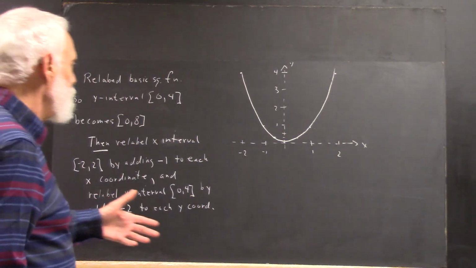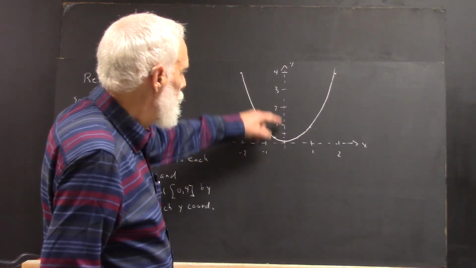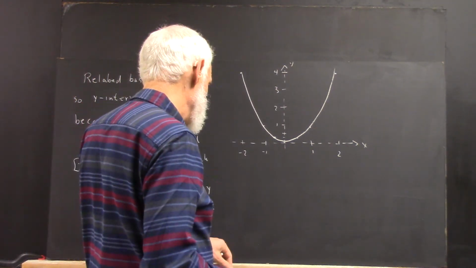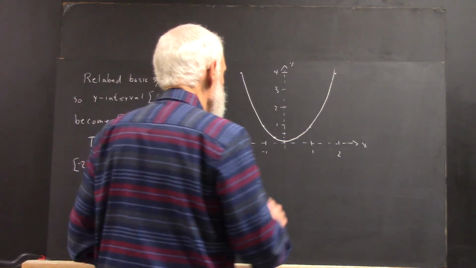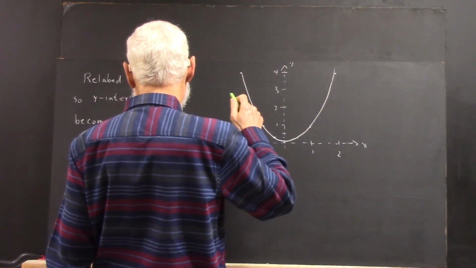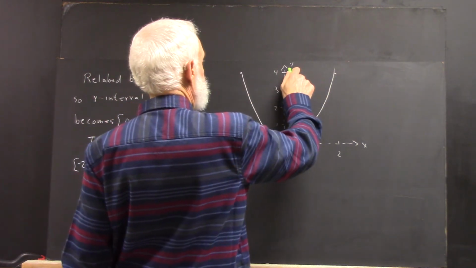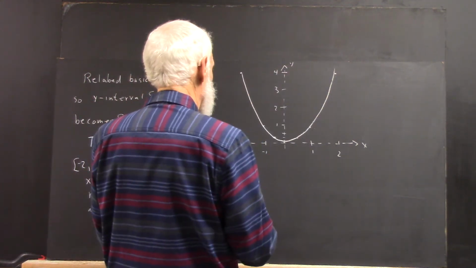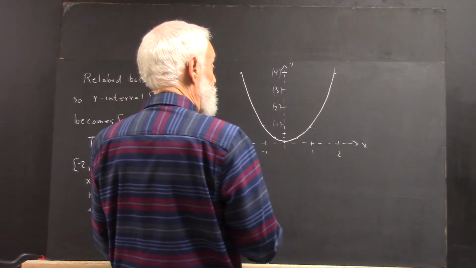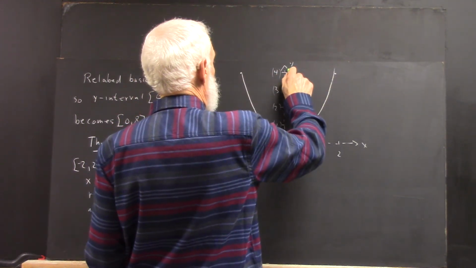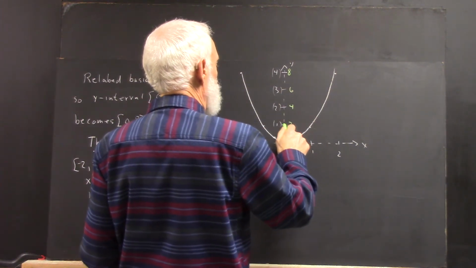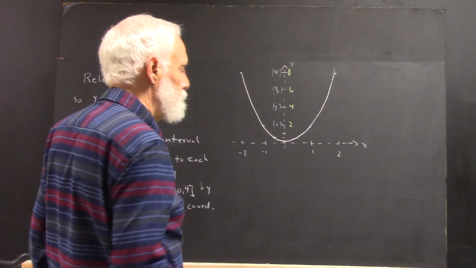Now, first thing we do is this y-interval becomes 0 to 8. So we no longer have the 4, the 3, the 2, and the 1. We've got an 8 up here, which means we've got a 4 here, and a 6 here, and a 2 here. Okay?